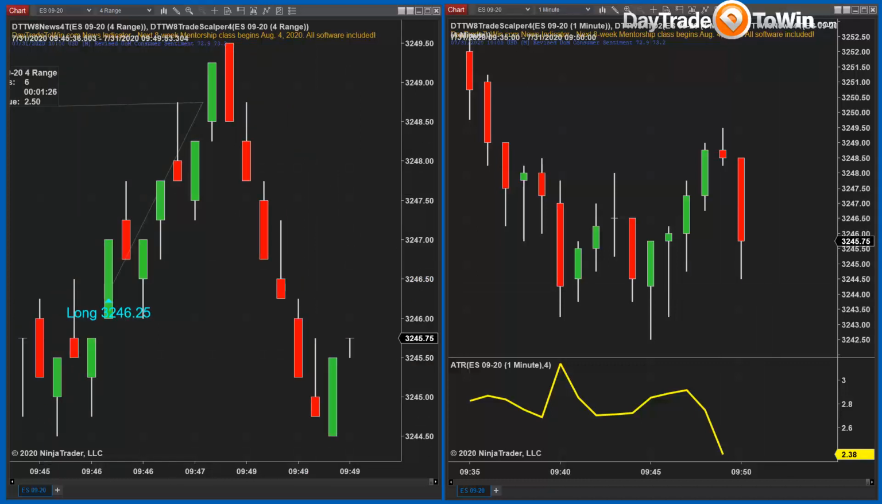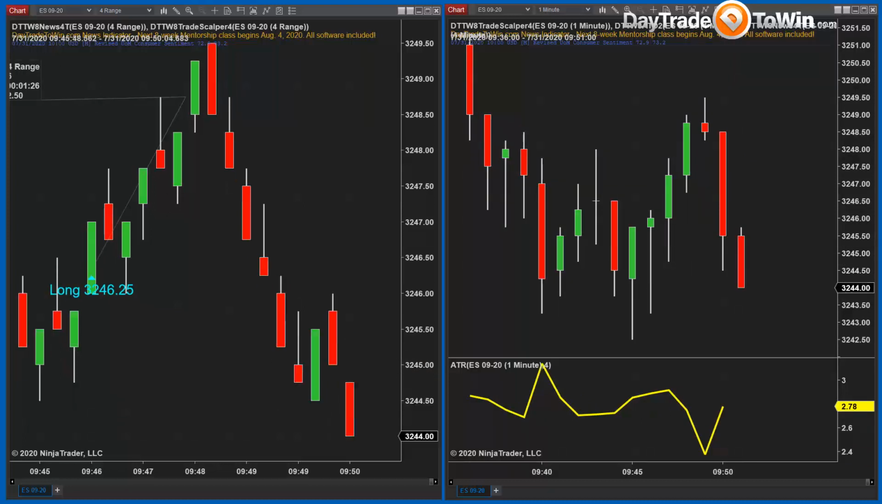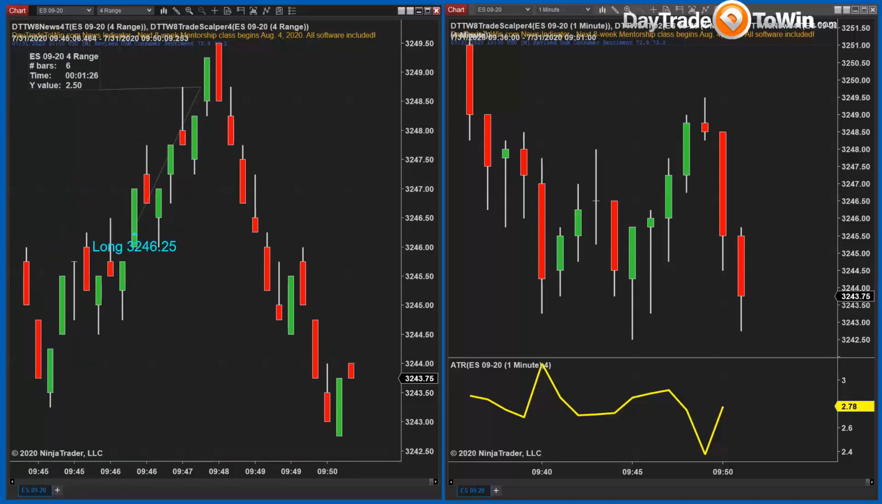Liz says here, do you adjust your stop if the ATR goes up or down? And the answer is absolutely. I'm going to show you that in a second, Liz, because that goes along with what Anthony is asking: how do you move your stops and your targets using the ATM strategy? I'm going to show you that in just a moment.